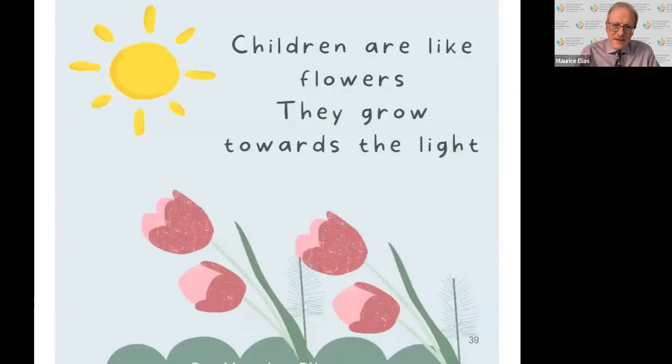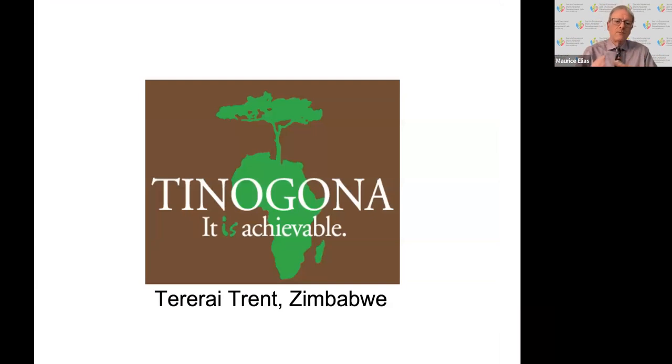So one of the key things we always like to reflect on is that children are like flowers. They grow toward the light. And so as we shine the light of optimism and possibility on all of our students, they will grow in that direction. And I just want to close with some words from Tererai Trent from Zimbabwe, who uses the term tinogona, which in her language means it is achievable.